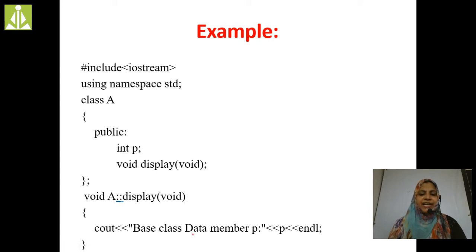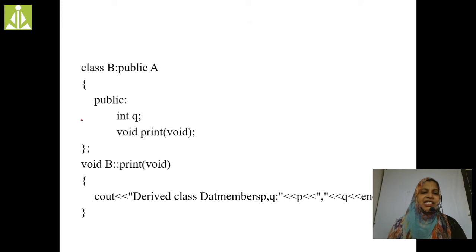Now, the base class data member is p, and I am going to display the value of p, right? Now here I am deriving one class B in public mode, class B : public A. In the previous class I declared int p. In the derived class, I am declaring q and printing the derived class data member, right?